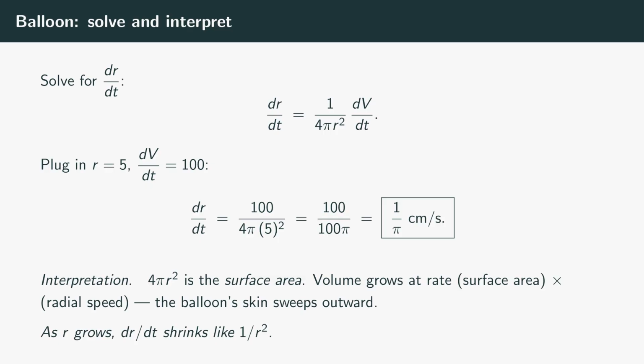Denominator, 4 pi times 25, which is 100 pi. Numerator, 100. The hundreds cancel. The answer is 1 over pi centimeters per second. Beautiful number, and look at the geometric meaning of the formula one more time.